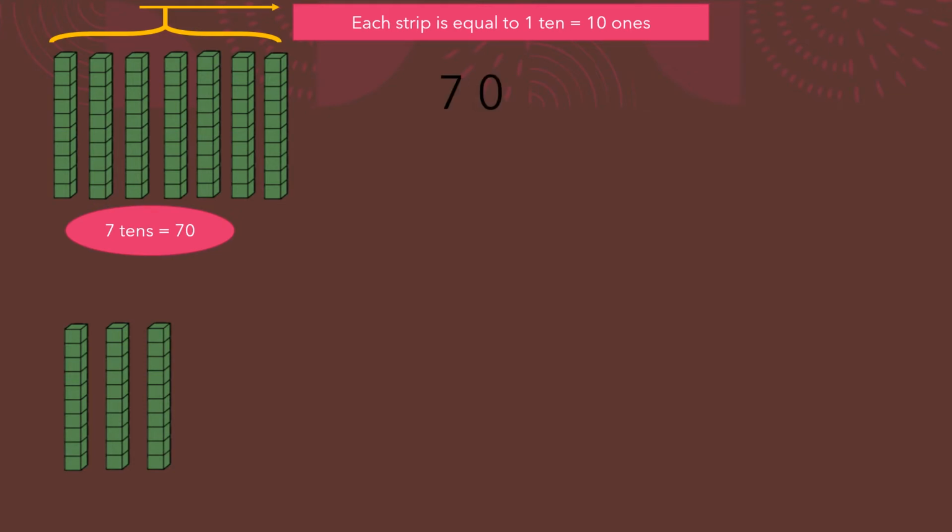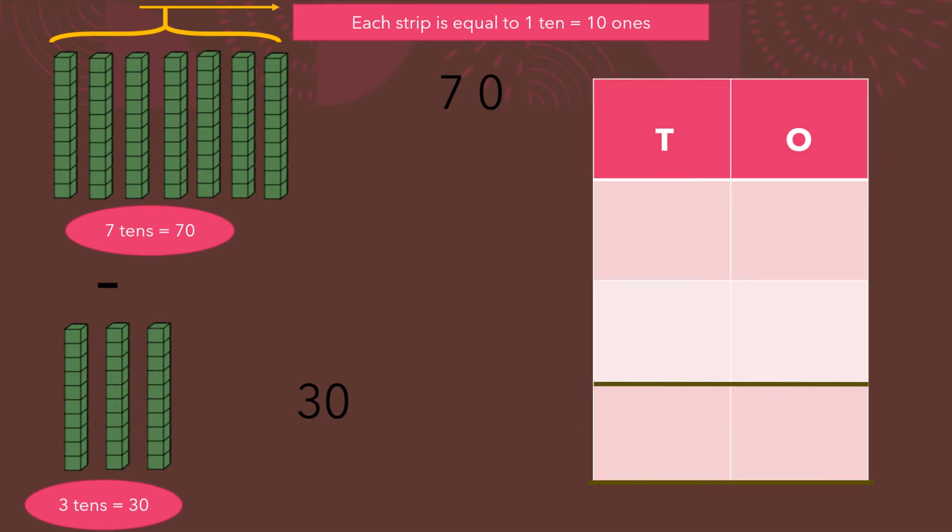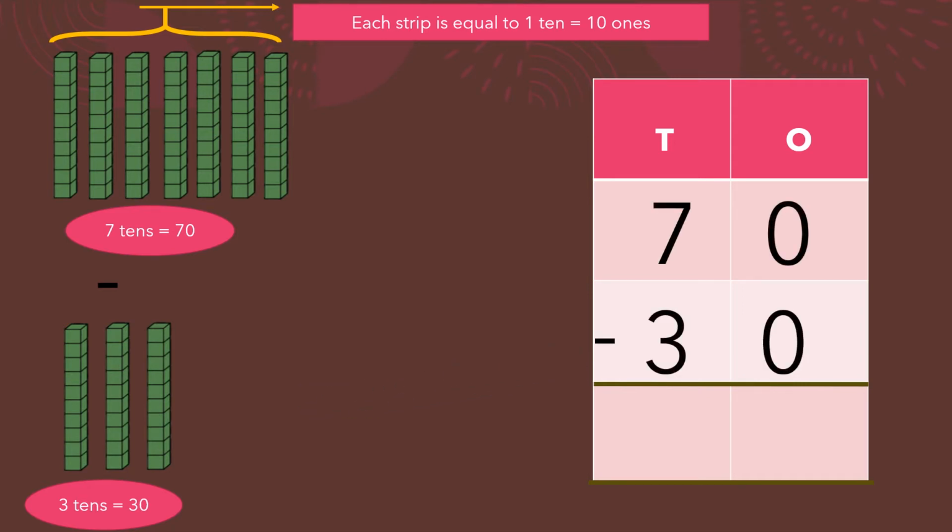Now in the second group we can see that there are 3 more rectangular strips and 3 tens is 30. So the number in the second group is 30. Here comes our minus sign. That means we have to subtract 30 from 70. So we are going to write these 2 numbers in the table. Now children, the bigger number will be on top. Put the minus sign. 70 will be written on top and 30 will go below 70.